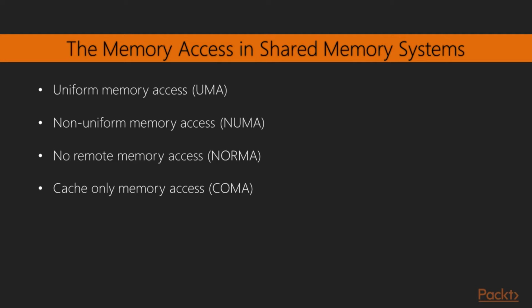4. Cache-only memory access, or COMA. These systems are equipped with only cache memories. While analyzing NUMA architectures, it was noticed that these architectures kept local copies of the data in the cache, and that these data were stored as duplicates in the main memory. This architecture removes duplicates and keeps only the cache memories.